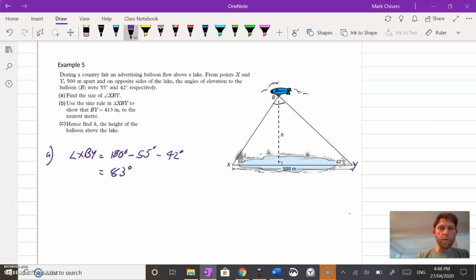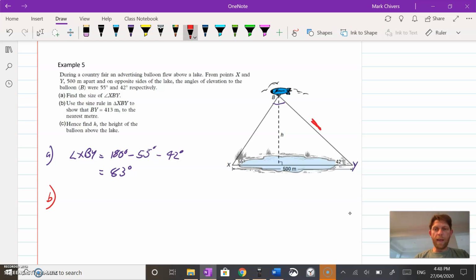So we're ready to move on to the next part, part B. Okay, so using the sine rule in triangle XBY, so that's the big triangle, use the sine rule to show that BY is 413 meters. So that's the side we want to find here. We need to find the length, the distance there.